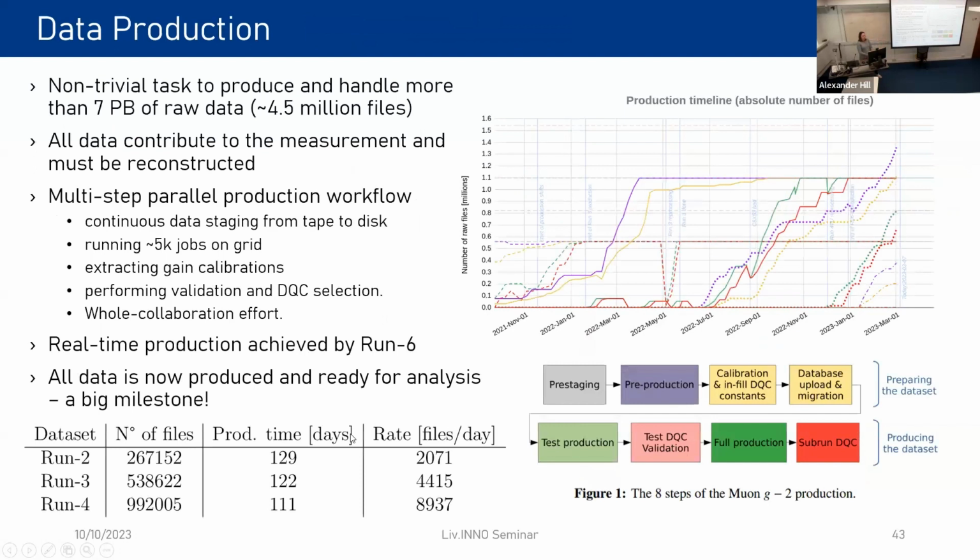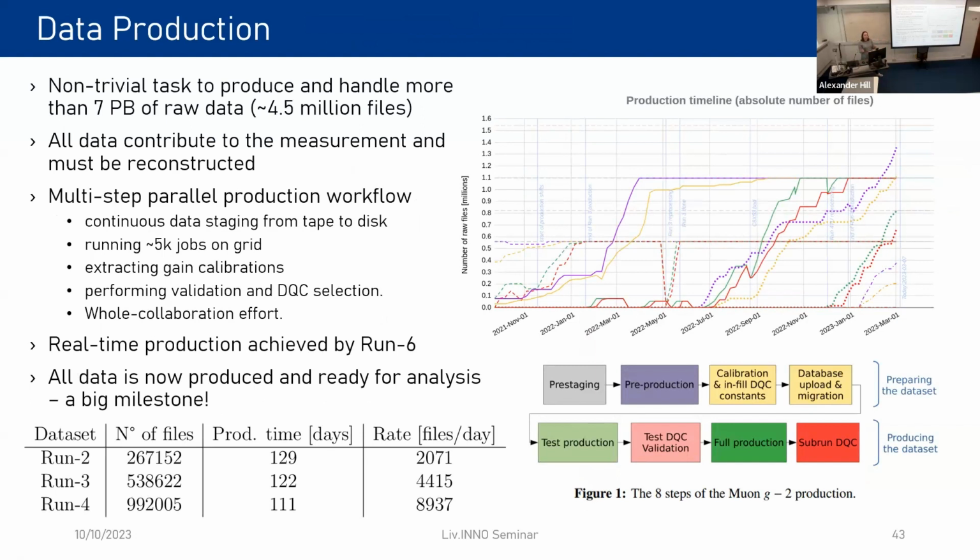This is a really non-trivial task, to produce and handle more than 7 petabytes of raw data, which accounts to 4.5 million files. So I think this counts as big data for your seminar. All of the data contribute to the measurement and have to be reconstructed. We can't throw any of it out before the reconstruction stage, because if a positron came from the ring and entered our calorimeter, we want to know about that positron.